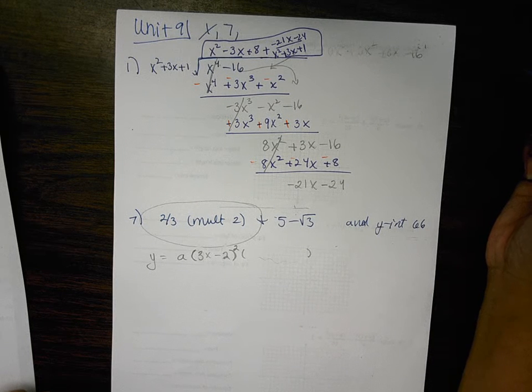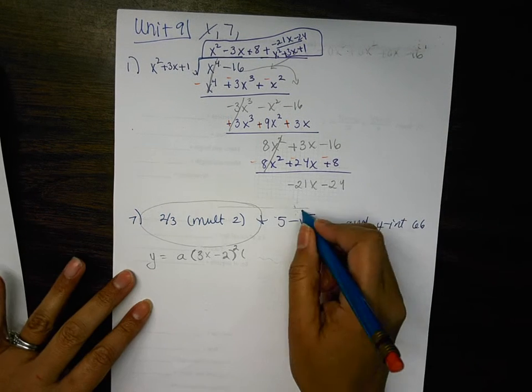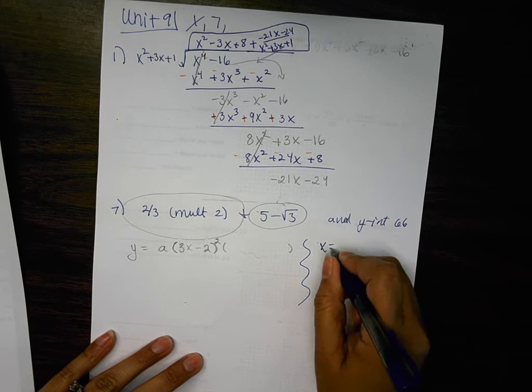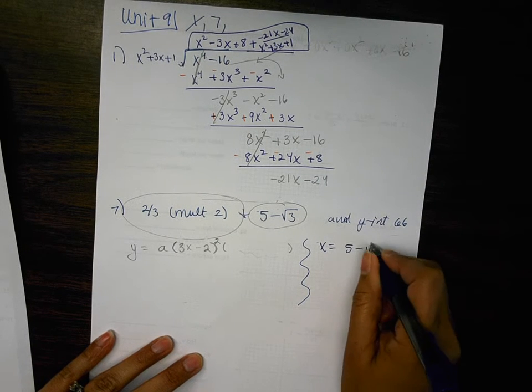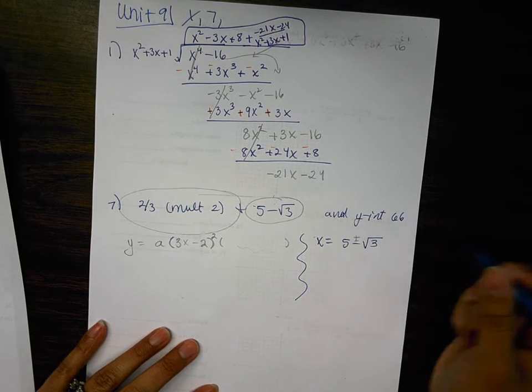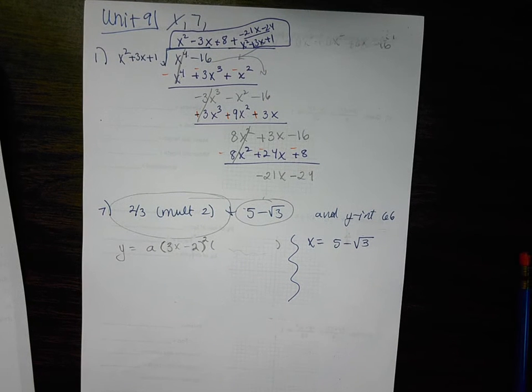Okay, here, I don't know what that is, but I know when I solve this, I get 5 minus root 3 as an answer. Anyone remember what to do? Set it equal to x. We set this right here equal to x. Do you guys remember that? X equals, now if you just put 5 minus root 3, it's going to work.